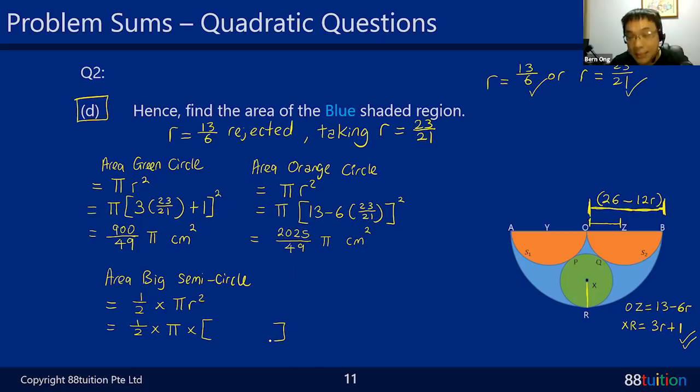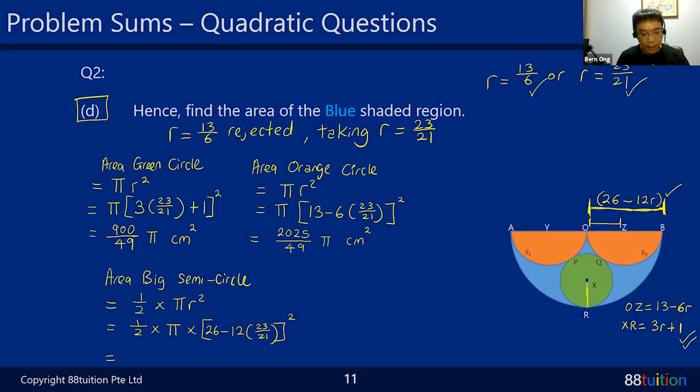The radius of the blue semicircle is given as 26 minus 12r. So it's 26 minus 12r. R is 23 over 21. All right, square. Press your calculator. Don't press the pi. Just press the open bracket, 26 minus 12. Open another bracket, 23 over 21. Close bracket, close another bracket, and square it.